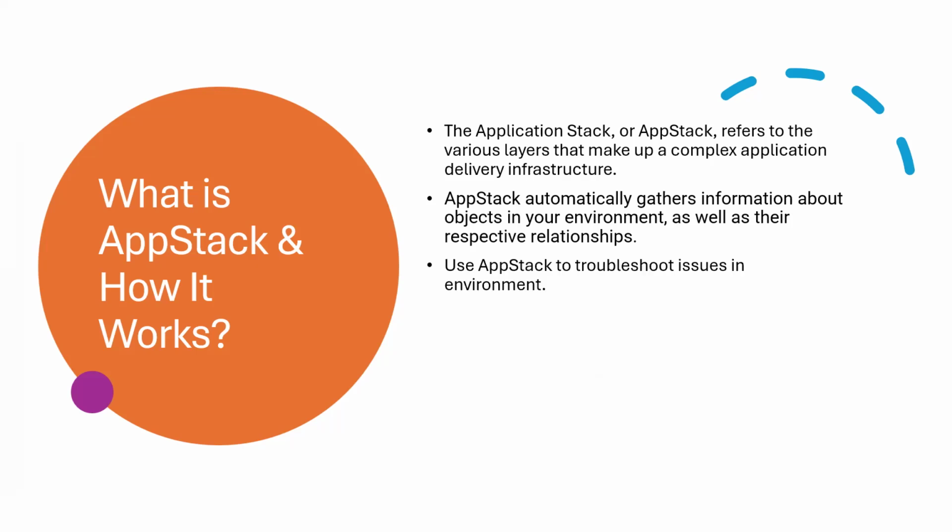We can use AppStack to troubleshoot issues in the environment. How can we use AppStack to troubleshoot and find issues quickly? Through the relationship of all the objects. The application is hosted on which server? What is the status of the server? And if the server is in any data center, what is the status of the data center?